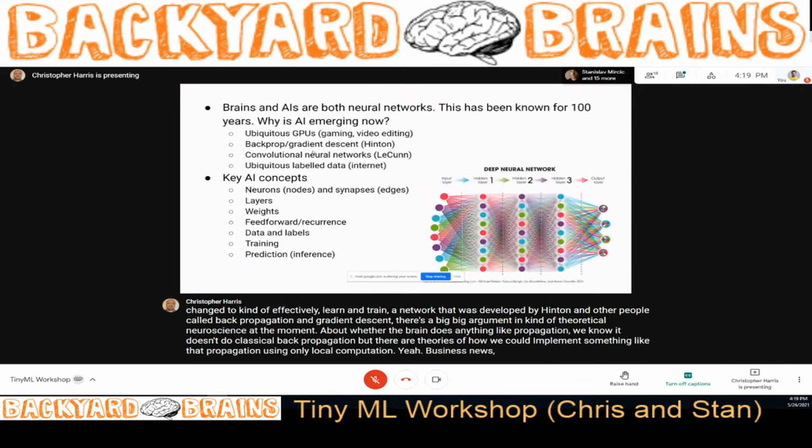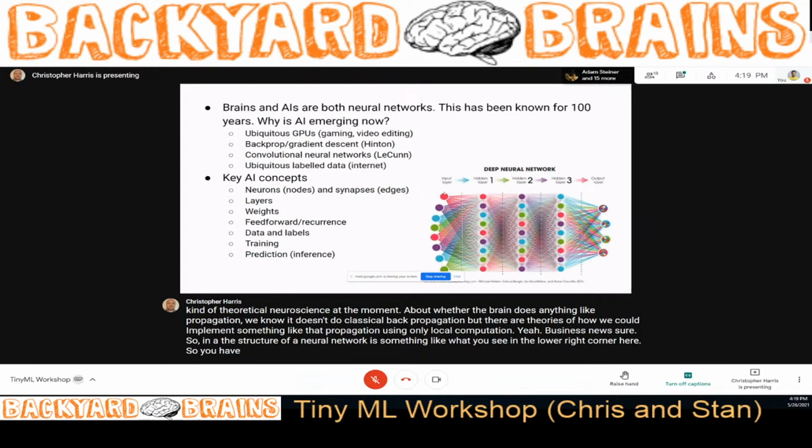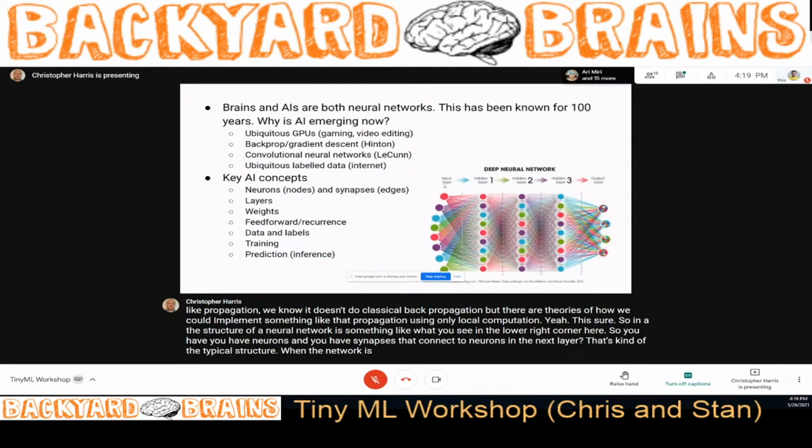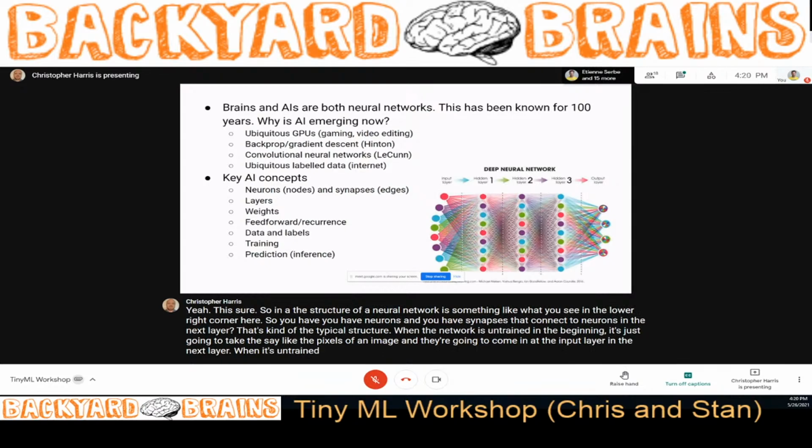Sure. So the structure of a neural network is something like what you see in the lower right corner here. You have neurons and you have synapses that connect to neurons in the next layer. That's the typical structure. When the network is untrained in the beginning, it's just going to take the pixels of an image, and they're going to come in at the input layer. In the next layer, when it's untrained, these connections are just going to be random.